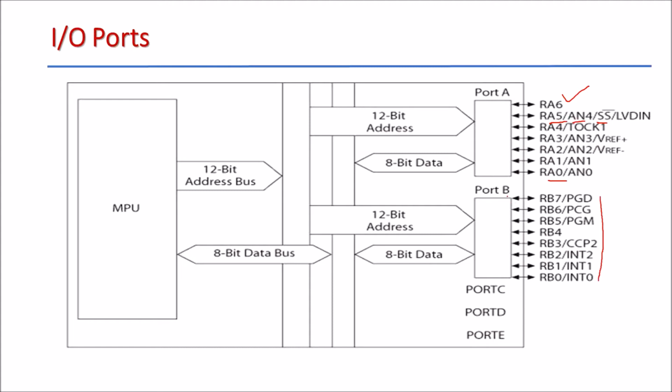These are the port pins of port B. Now, other ports are also available. These pins are not shown here. And port E is having 3 port terminals.